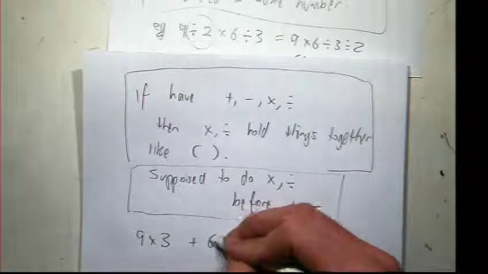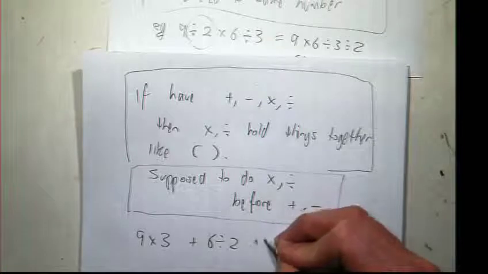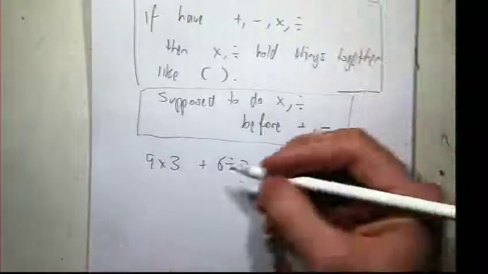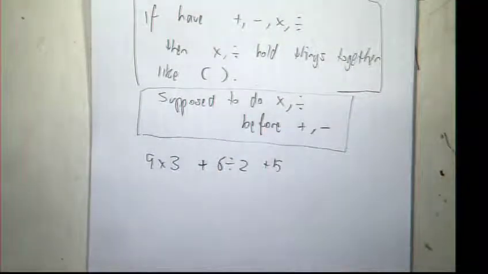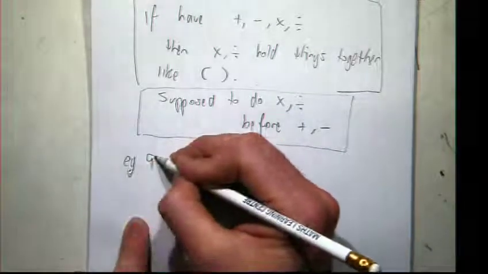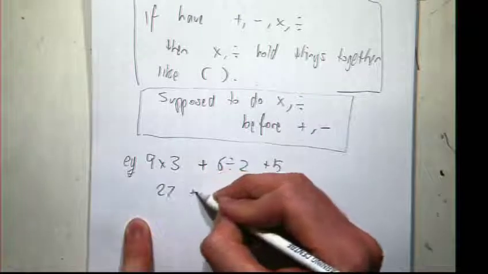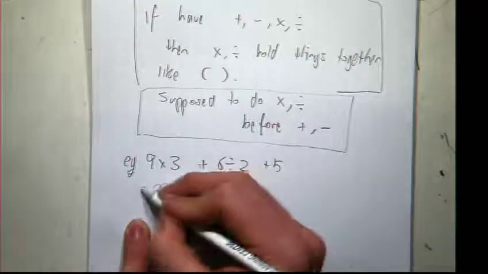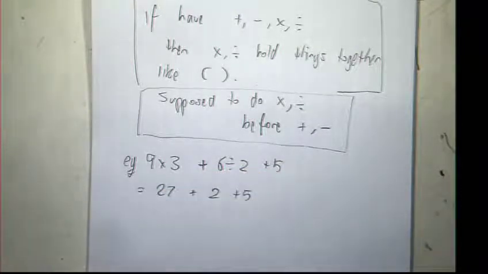Nine times 3 plus 6 divided by 2 plus 5. The rules say that times and divide have to be done before plus and minus. It's an example. So this would be 27 and 2 and 5, which would come out to, I suppose, 27 plus 7, which would be 34. Okay, that comes out to 34.